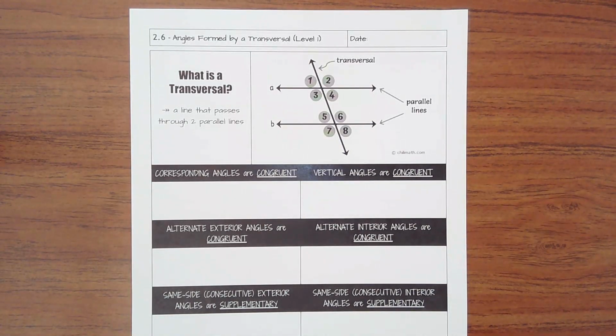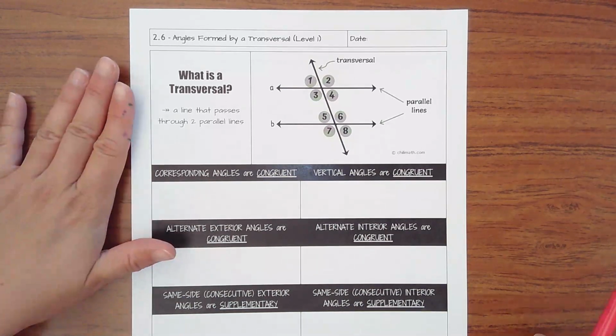2.6, angles formed by a transversal. This is level 1. And there's a second page that goes with this too. So we're just going to talk about what a transversal is first. The definition is just a line that passes through two parallel lines.